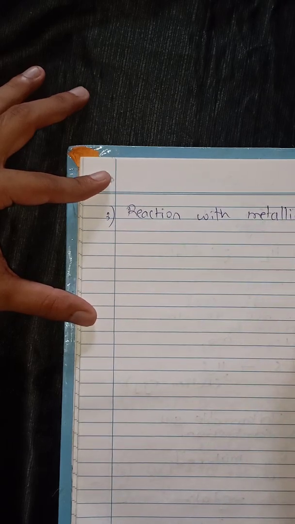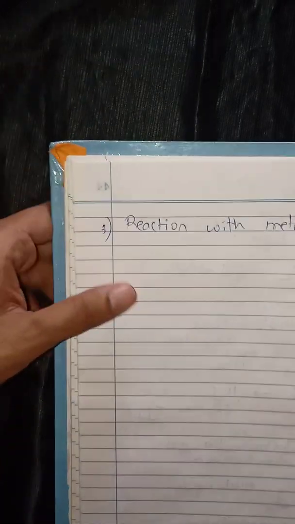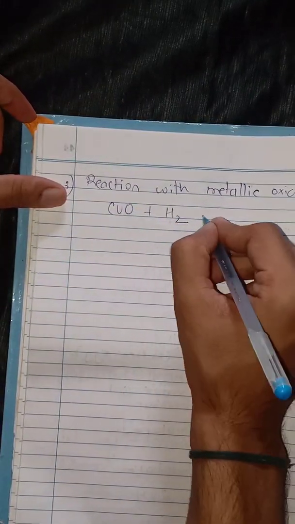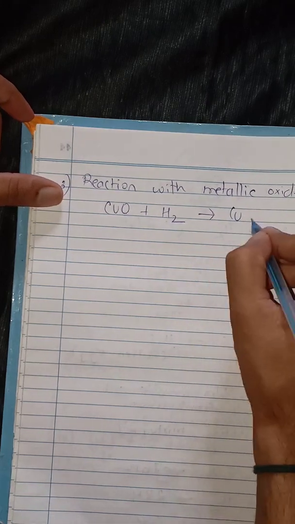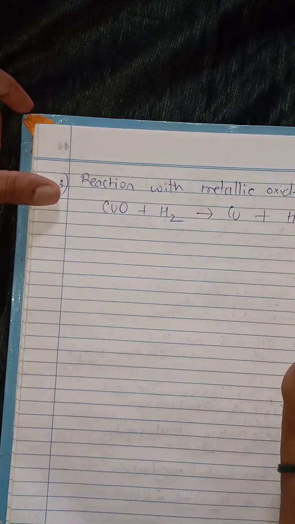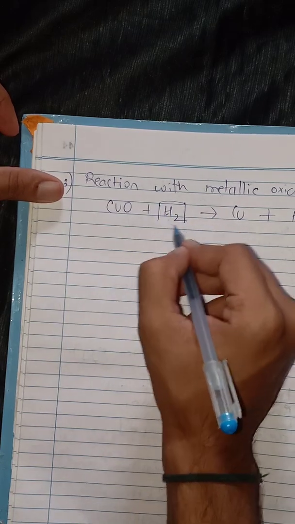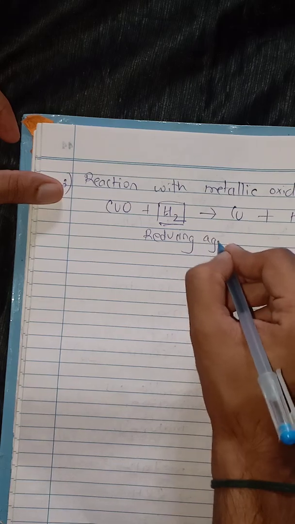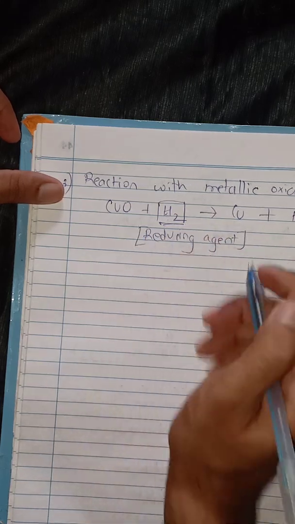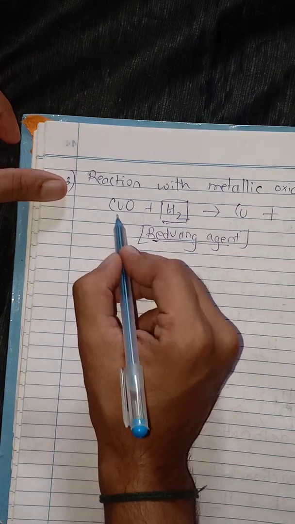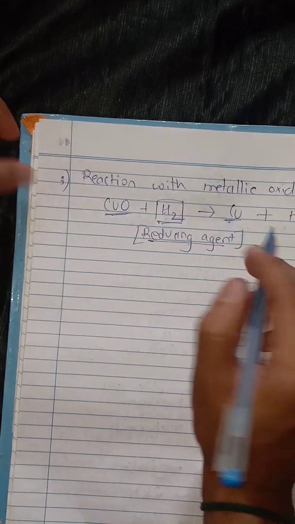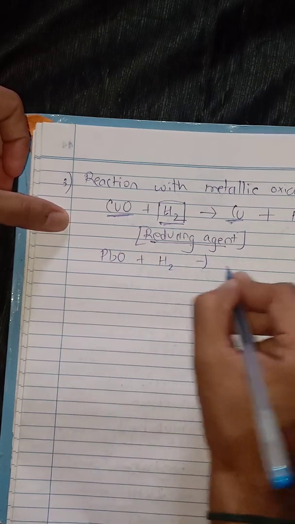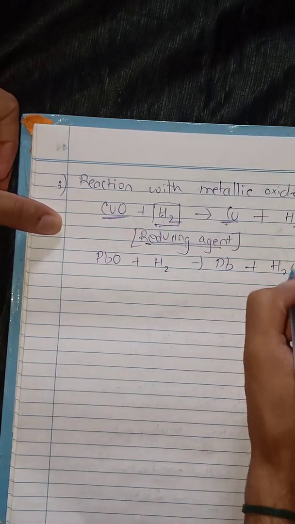Reaction with metallic oxides. See, remember, if I take copper oxide and make it react with hydrogen, it will give us copper and this. Why? Because we know that hydrogen is a very good reducing agent. And what is the function of the reducing agent? The function of the reducing agent is to reduce the compounds. Okay, if suppose I take PbO and make it react, it is going to form this, and what will get formed.